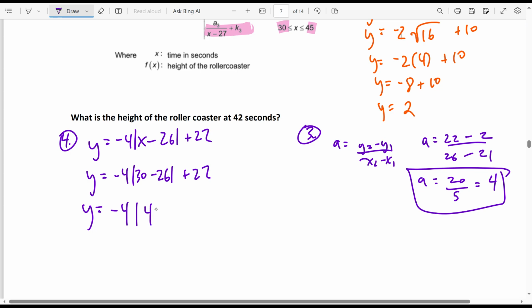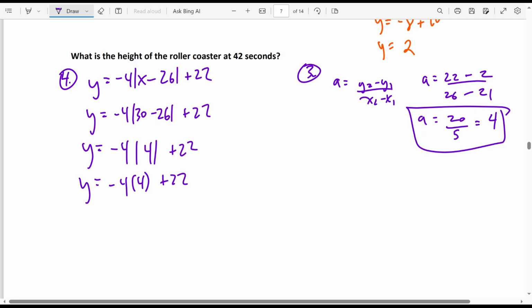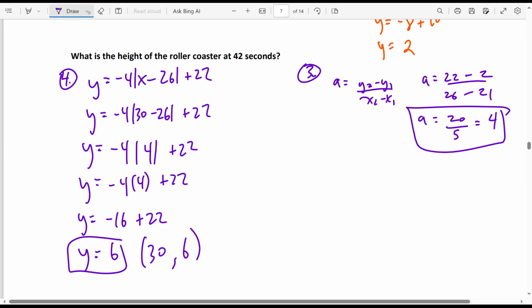So then y is equal to negative 4 times 4 plus 22. I didn't need to do that step of changing the brackets, but I wanted to show you that if it was positive, it stays positive. I do want to show that I got rid of the brackets. And then y is equal to 6. So 30 and 6 is a point that I can use.